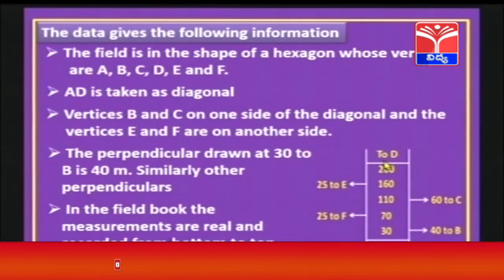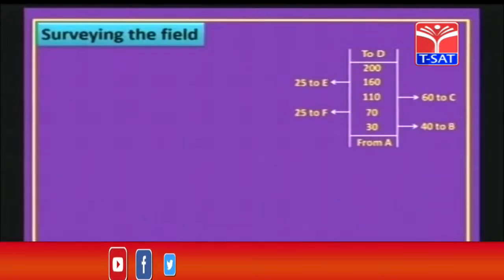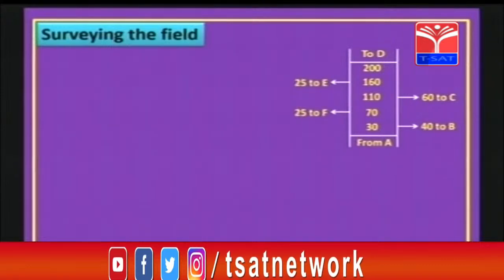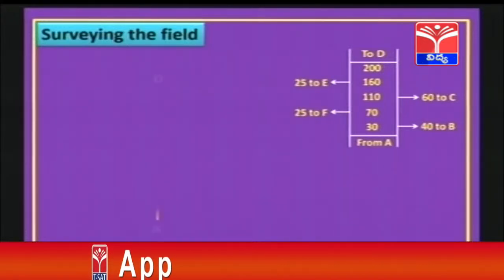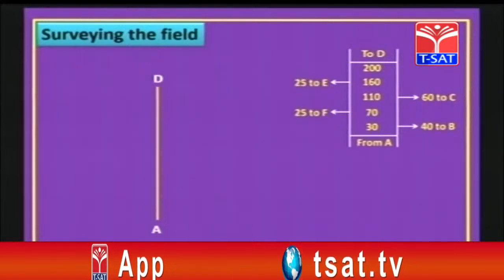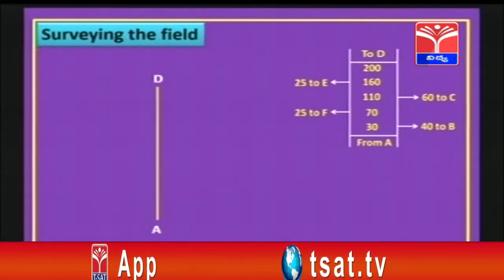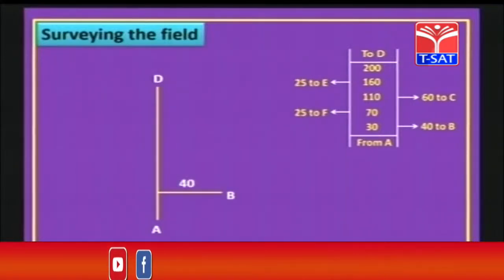Now let us find out the area of this field, children. Before we exactly find the area of this field, it is important to draw the diagram of this field. Let us see how to draw the diagram. First we will start from A and move to D. So this distance is how much, children? Yes, 200.